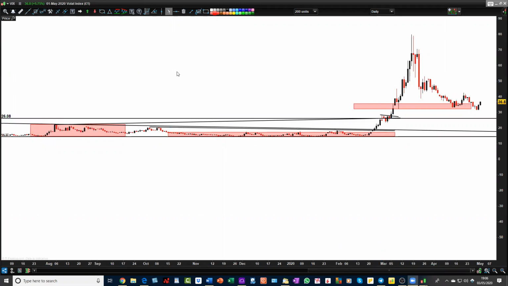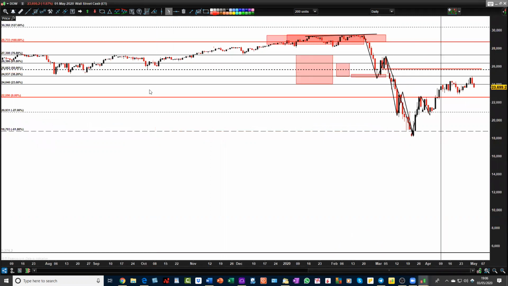So if we now switch, we'll look at the DAX first, because what the DAX does, the rest of the market follows.